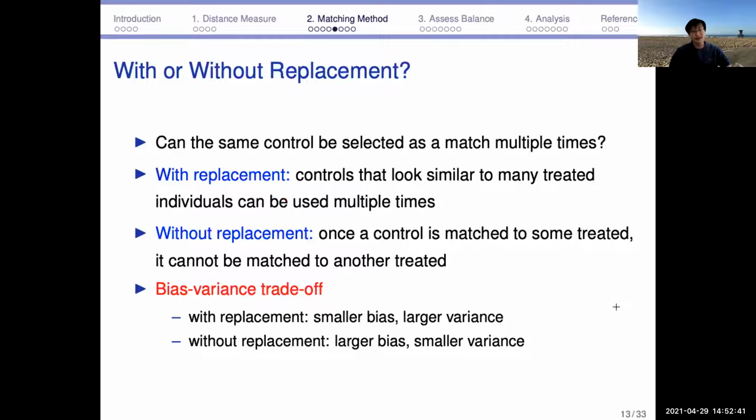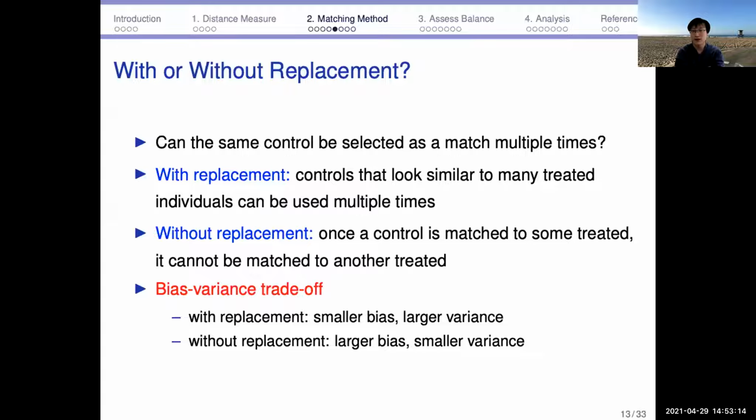The second question is with or without replacement. In other words, do we reuse controls when constructing matches? Can the same control be selected as a match multiple times? These terms, with replacement and without replacement, are just explaining what it means, and I think I've already explained it quite clearly. In this case, there is also a bias-variance trade-off.